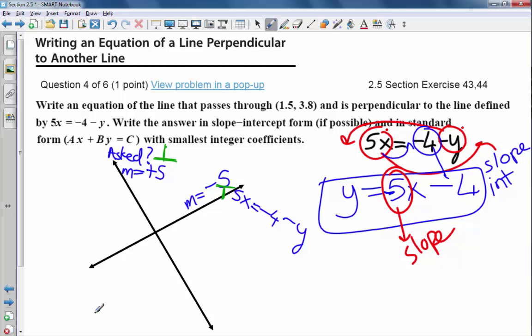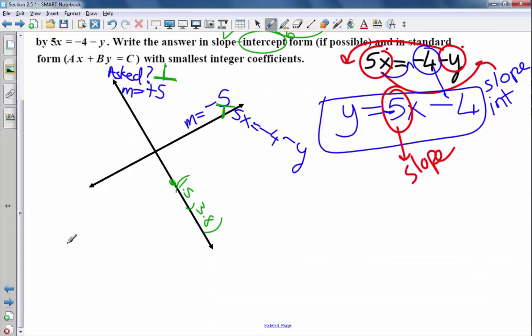Alright, I think I need more information to write slope intercept form. I need at least 1 point, right? So I can find b. I know the slope. Now I got it. But to get the intercept, that's b, mx plus b, I need to know x, y, and m. In other words, I need to know a point, which is right here, given. 1.5 comma 3.8. Perfect.